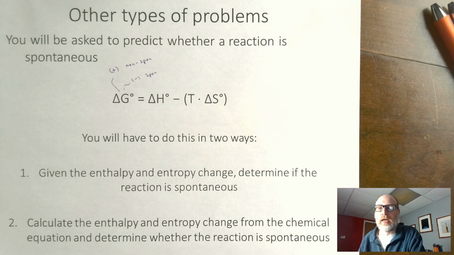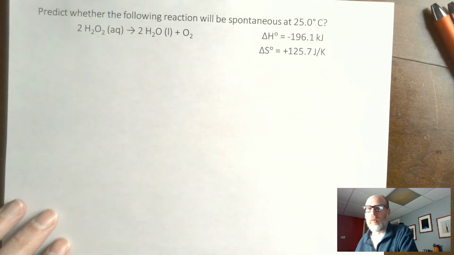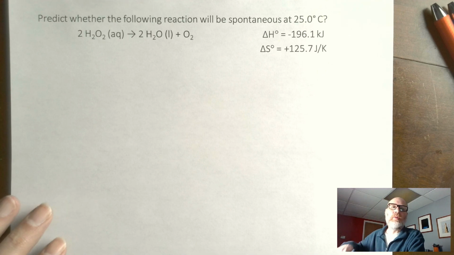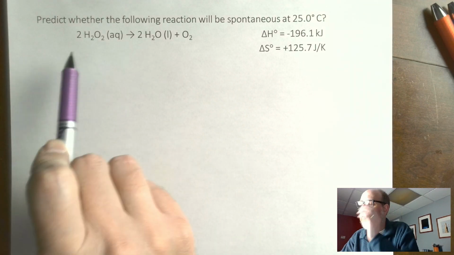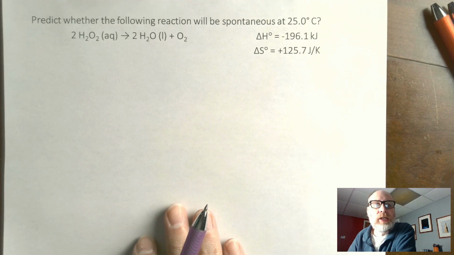And we're going to get to there, but we're first going to think about how we can use that expression, or use that relationship between free energy, enthalpy, and entropy changes, to determine whether a reaction will be spontaneous or not. And so here we have this reaction where we've got hydrogen peroxide decomposing to produce water and oxygen.